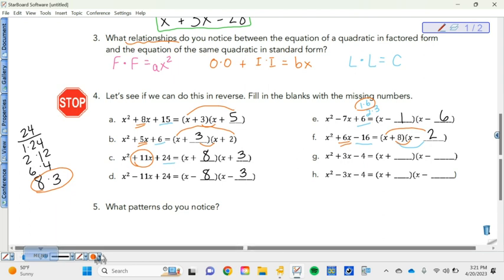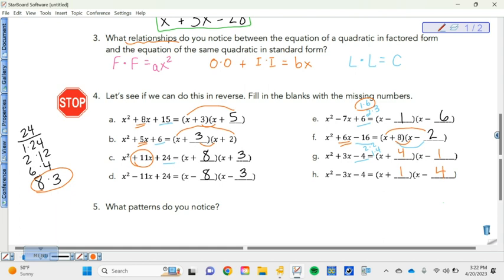How about G? What two numbers multiply together to get to 4? Yeah, 2 and 2, and what else? 1 and 4. Which pair am I going to use to get to 3? 1 and 4. And I need to get to a positive 3 here, so what's going to be positive and what's going to be negative? Perfect. Positive 4, negative 1. And then what about H? Exactly, positive 1, negative 4, right?